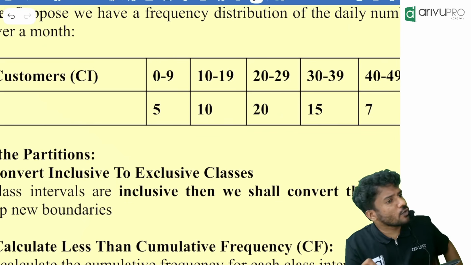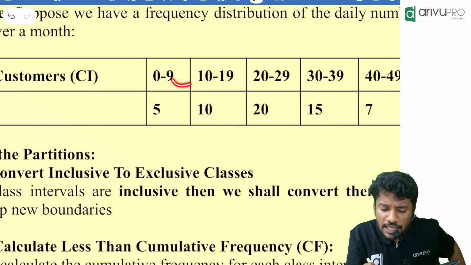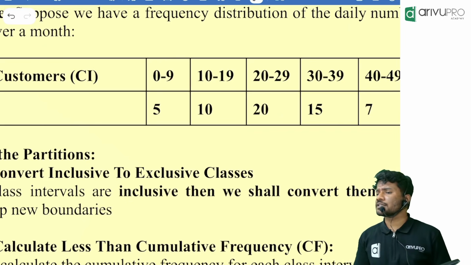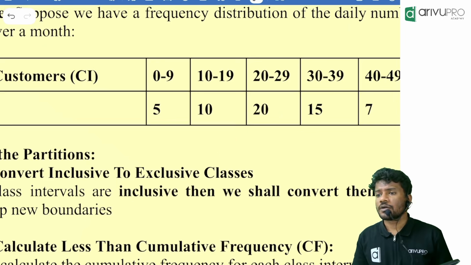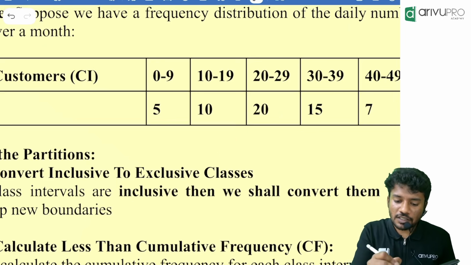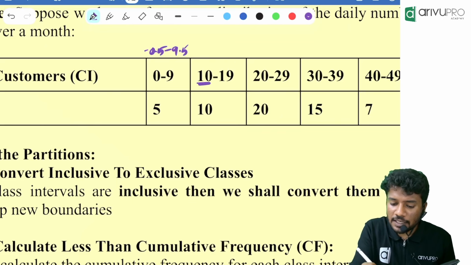Now, how to convert them into exclusive classes? Very easy. What is the gap between them? 9 and 10, what is the gap? 1 is the gap. What is half of 1? 0.5. So the first class I will write this way: 0 minus 0.5, then 9 plus 0.5. So it will become minus 0.5 to 9.5.